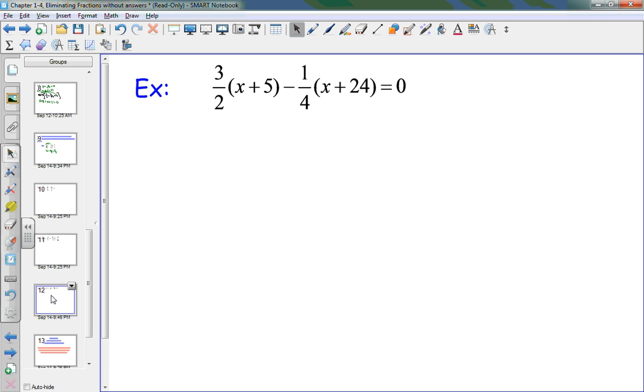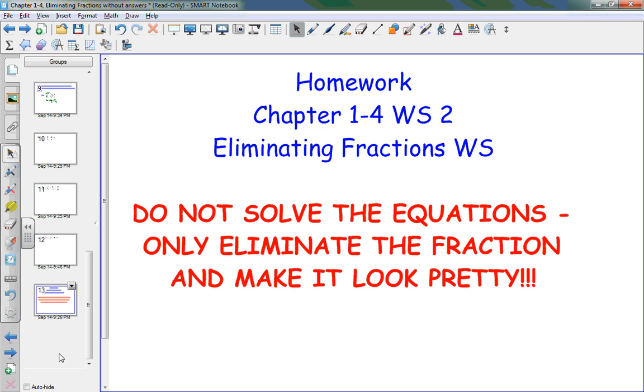Any questions over tonight's homework? Do not solve the equations. Only eliminate the fraction to make it look pretty. What's my idea of eliminating the fraction? How do you know when you're done? I want no fractions and no parentheses. Are we all good on this? Okay, everybody understands what I want out of them tonight.